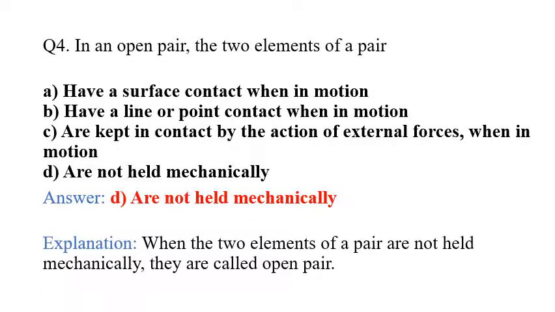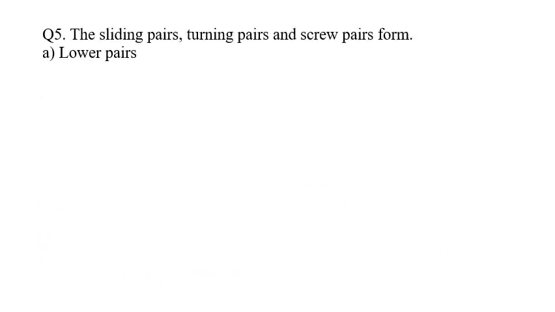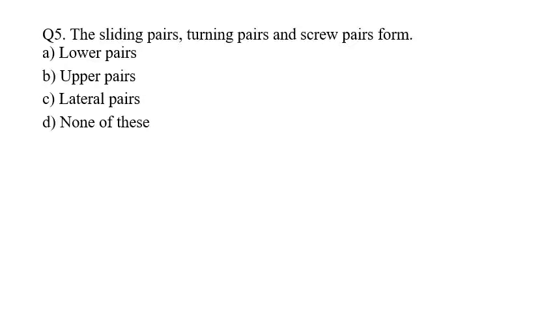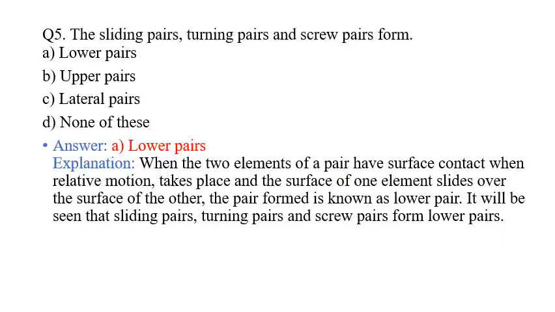What is the explanation? When two elements of a pair are not held mechanically, they are called open pair. Question number 5. The sliding pairs, turning pairs, and screw pairs form A. Lower pair, B. Upper pair, C. Lateral pair, D. None of these. So the answer is lower pair. We should see the explanation here. They have mentioned sliding pair, turning pair, and screw pairs. So all these are actually lower pairs.